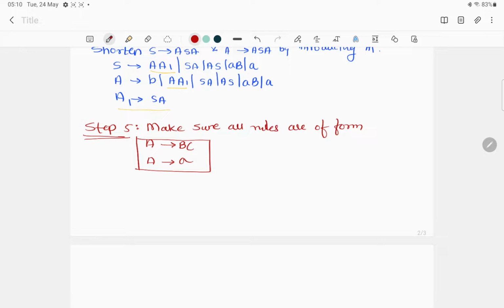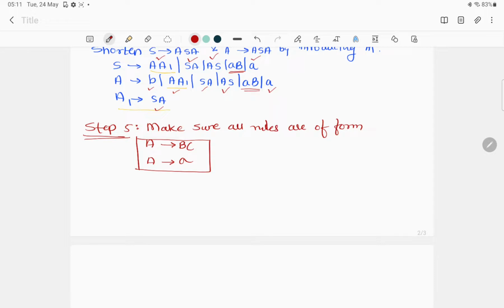Okay, now step 5 says make sure all rules are of the form A giving capital BC or A giving small a. Now let's see which rule is proper and which rule needs to be modified. A giving AA, both capital letters, okay. A giving SA, both capital letters, here also okay. But A giving aB, here we have a terminal symbol and one non-terminal symbol. So this I have to modify. Again A giving small a is okay. A giving small b is okay. A giving two variables is okay. This is also okay. Only this needs to be modified, and this is also okay.